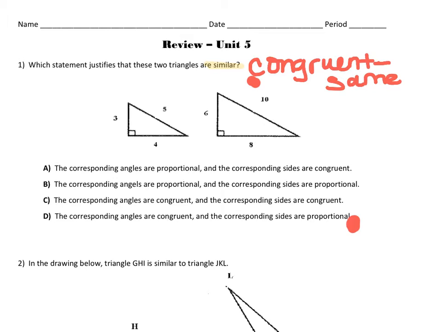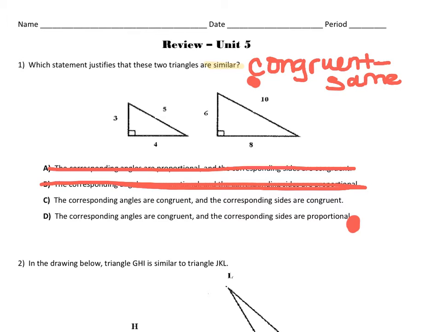Okay? So looking through this, corresponding angles are, what did I say? Congruent. So the corresponding angles are proportional. Nope, that one's automatically out. The corresponding angles, that's not even spelled right, are proportional. Nope, that's already out. The corresponding angles are congruent. Yes, the corresponding angles are congruent. So we're down to C and D.